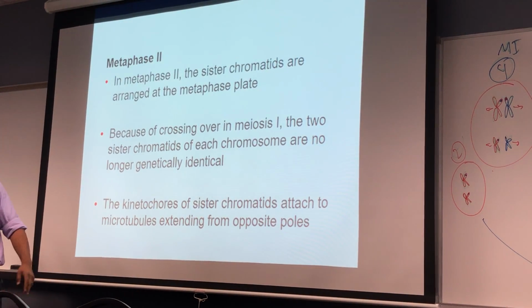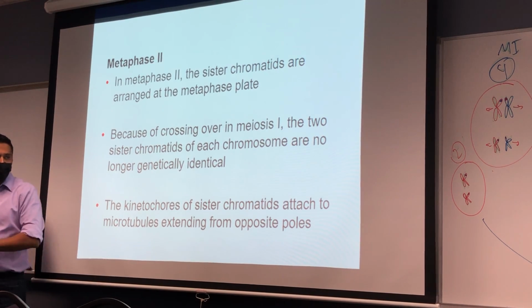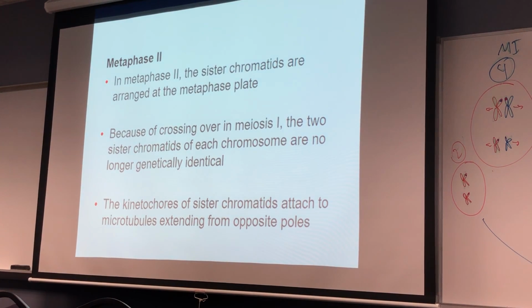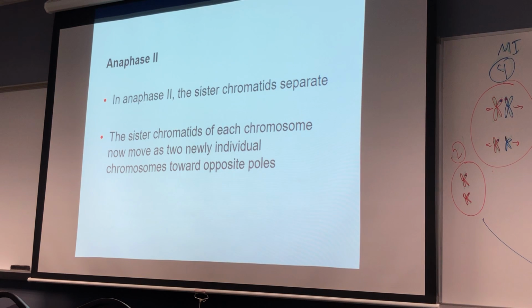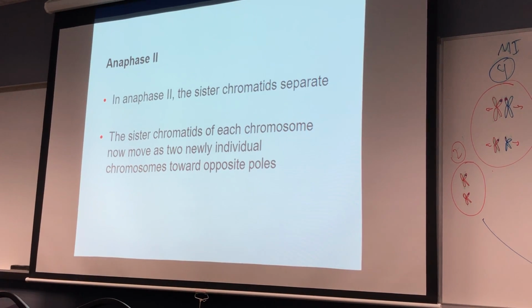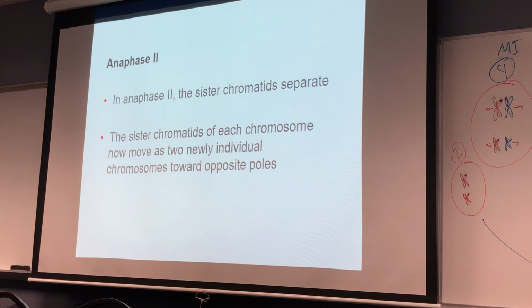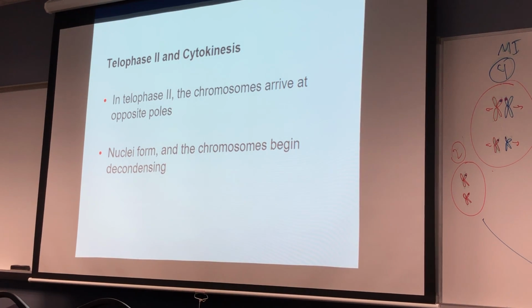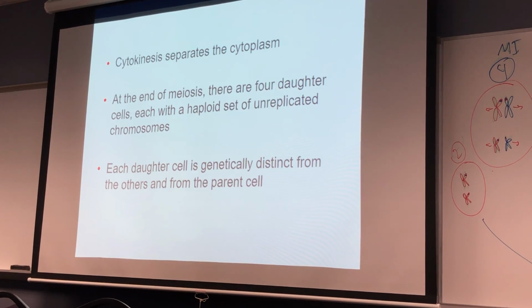The kinetochores of the sister chromatids are attached to the microtubules extending from opposite poles, so this will be similar to what you have done here for mitosis. And then in anaphase 2, the sister chromatids will be separated. Now they move as newly individual chromosomes toward the opposite poles to be divided and to create the resultant daughter cells. In telophase 2, the chromosomes at the opposite poles begin to decondense, nuclei form, and then cytokinesis, the division of the cytoplasm.